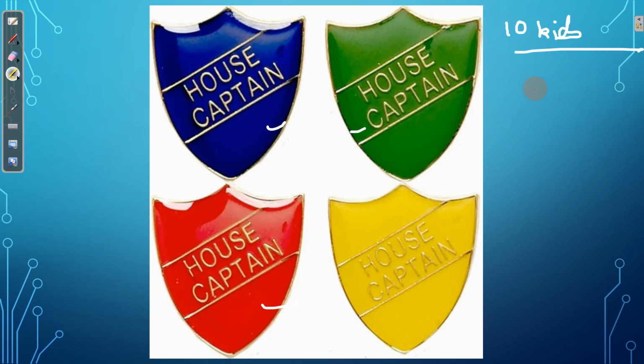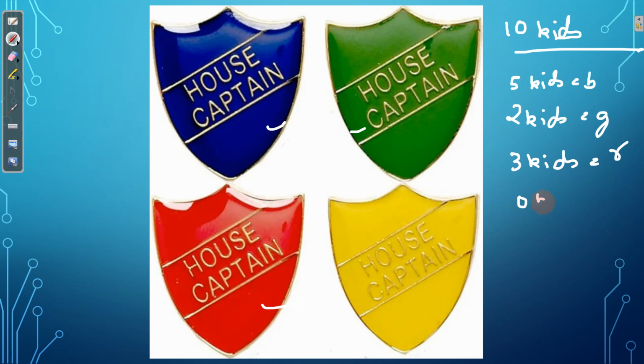So one of the distributions can be 5 kids chose blue house, and then 2 kids chose the greenhouse, and 3 kids chose the red house and 0 kids in the yellow house. This is one of the possible ways the 10 kids can choose one of the teams. Or another possible way can be, there can be many more possible ways of distribution.